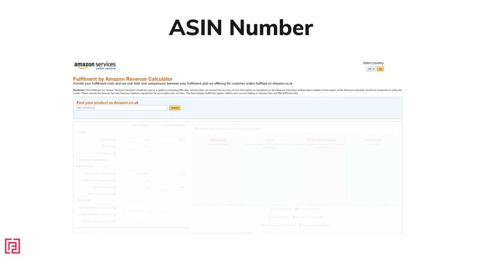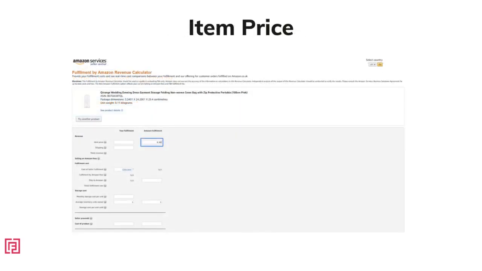In this scenario, look through other listings to find one that is close to the weight and dimensions of your item. Number 2. Enter the price of the product. This is the price at which you intend to sell the item on Amazon.